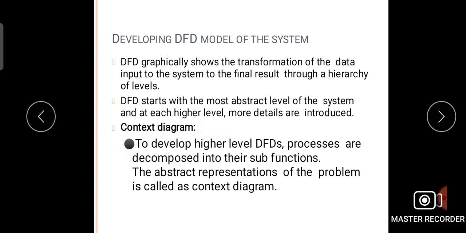Here mainly three levels are used in a DFD system. First of all, level 0 of DFD is known as the context diagram. Then level 1 and level 2. So totally 3 levels are used in DFD. Once again, level 0, level 1 and level 2. Level 0 is also known as the context level diagram. So first of all, we start with level 0, which means the context diagram.